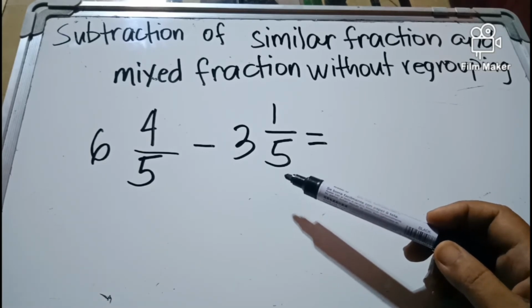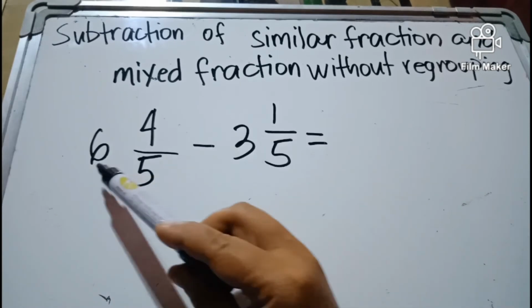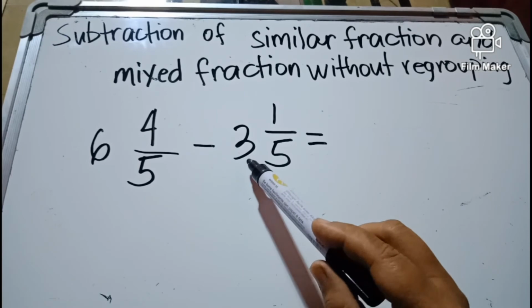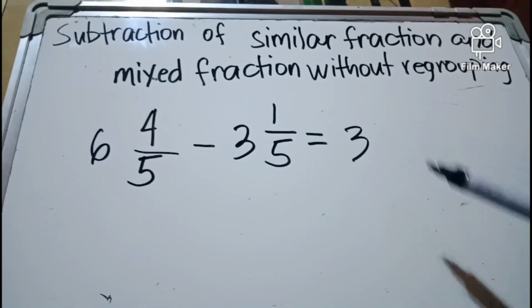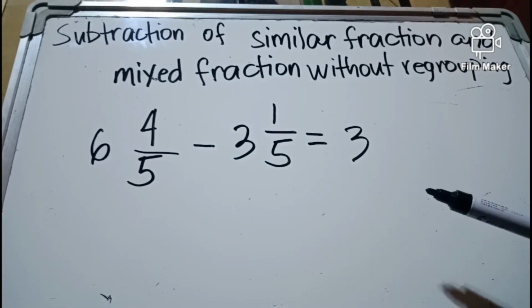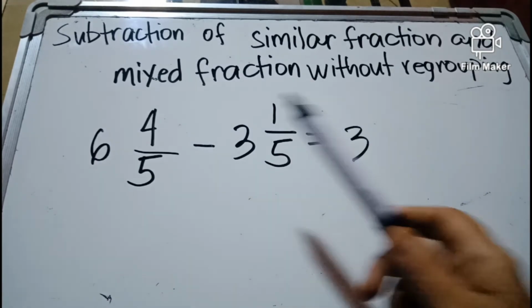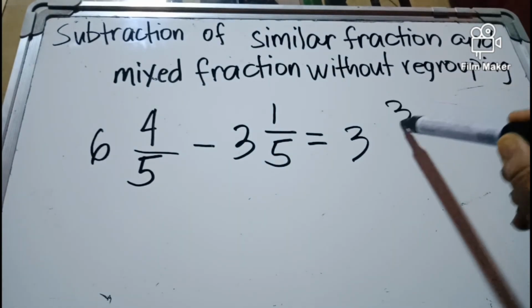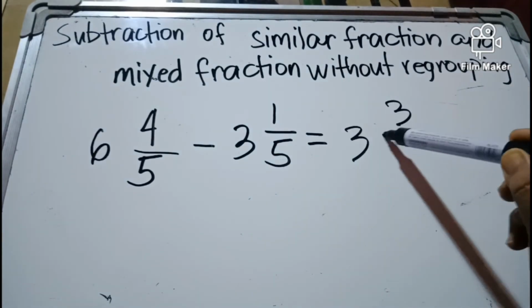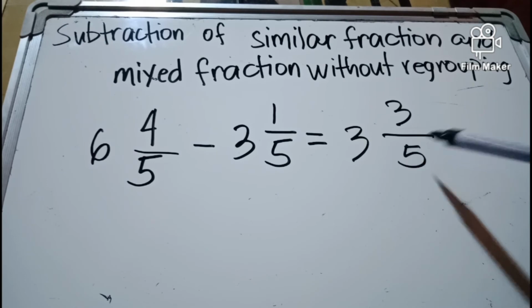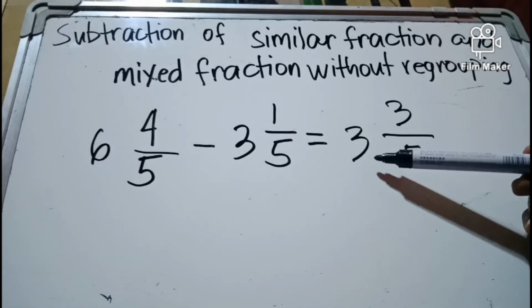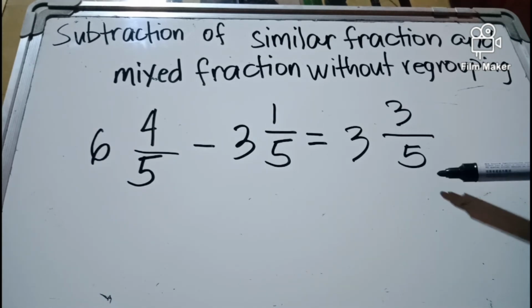So, simple lang. First, unahin natin ang whole number. So, 6 minus 3 is equals to 3. Pag natapos na natin yung whole number, subtract naman natin ang numerator. 4 minus 1 is equals 3. And then, kopyahin lamang natin ang kanyang denominator. So, we now have 3 and 3/5.